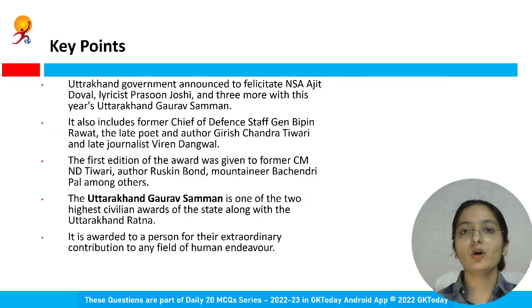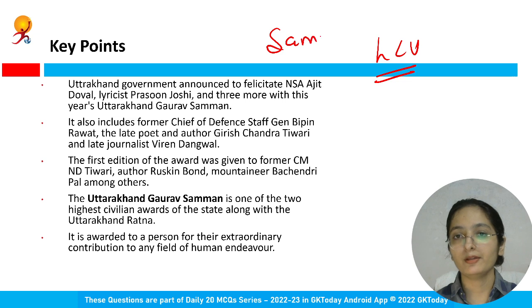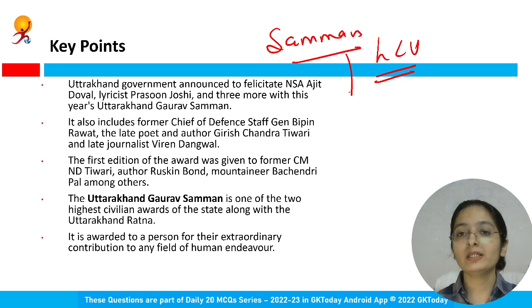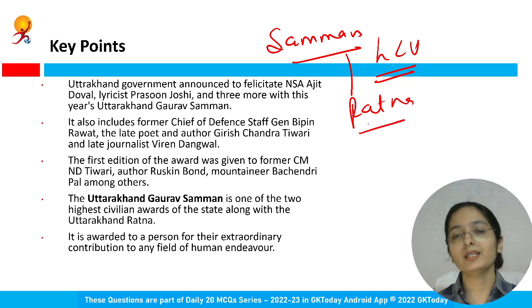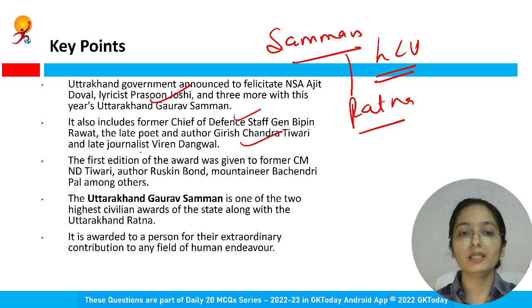So this award is one of the highest civilian awards. The name is Uttarakhand Gaurav Samman. And along with it, there is also another one, Uttarakhand Ratna. So they are the highest civilian awards of Uttarakhand. And the Uttarakhand government announced to felicitate NSA Ajit Doval, lyricist Prasoon Joshi, and it also includes former Chief of Defence Staff General Bipin Rawat, late poet and author Girish Chandra Tiwari, and Viren Dangwal, who is a late journalist.